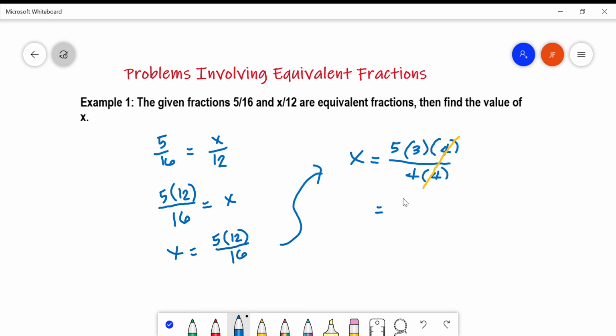So 5 times 3 is 15. Okay, so over 4. So meaning the value of x is 15 over 4. So we are going to substitute this or replace this value of x into the original equation. Okay, let's see.